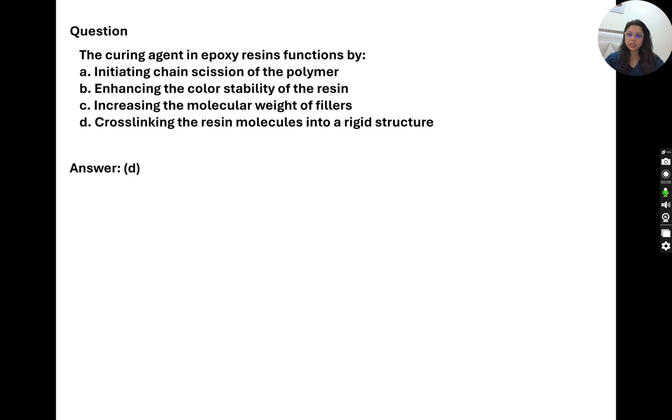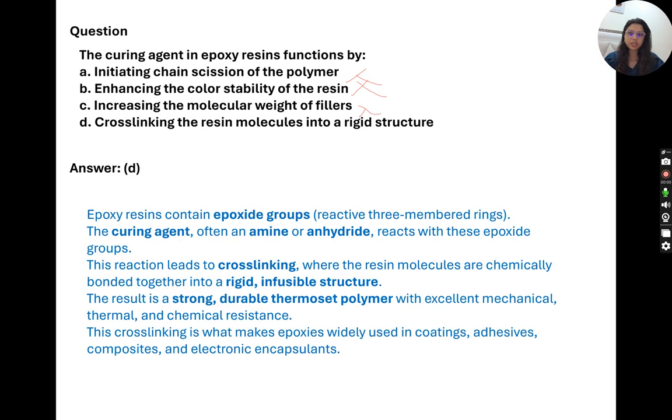Okay, so the answer is D, cross-linking the resin molecules. Of course, if you look at the options, every other option can be eliminated very easily, like enhancing the color stability, no. A curing agent has no role in the color. Increasing the molecular weight, no, it cannot. And initiating chain scission of the polymer, it will not initiate chain scission, whereas it helps to form the bonds and the cross links in the resin molecule so that it can form a rigid structure.